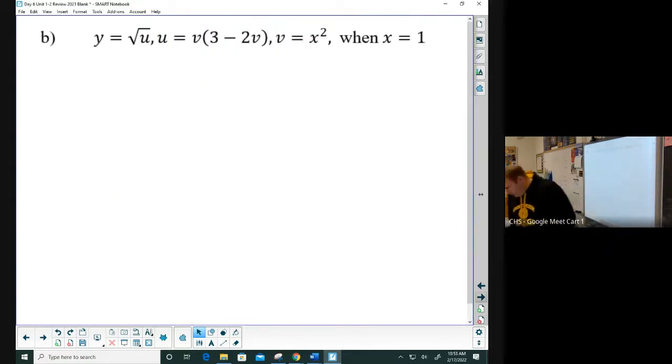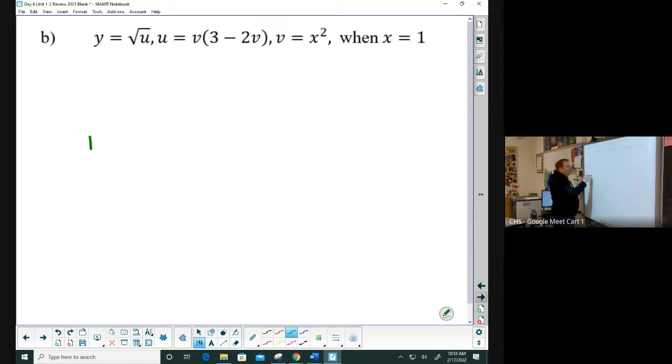Chain rule in the second one. I actually think the second one's easier than the first one for a number of reasons. One, I don't have a big root sign, I only have a small one. And also substituting in x equals 1 makes my life a little bit easier. But it is a longer one. And then I've got a y function, a u function, and a v function.